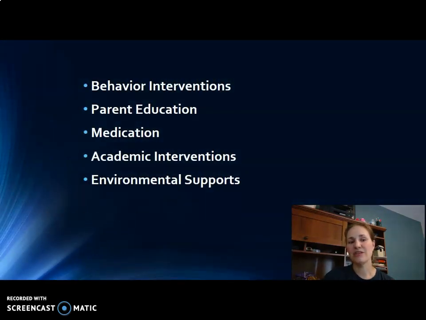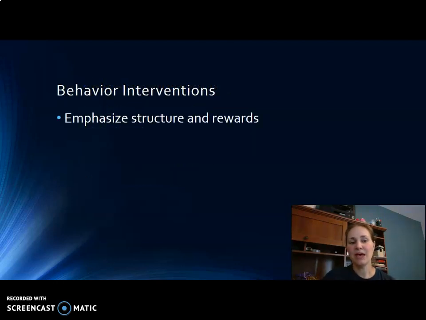We will look at behavioral interventions, how we can work with parents, a bit more information about medication, academic interventions, and environmental supports. Behaviorally, it's essential that we emphasize structure, simple, straight, clear instructions and expectations, rewards. Yes, you'll have to give reprimands and corrective statements at times, but they need to be mild and used less often.